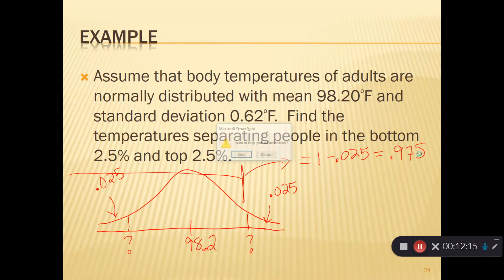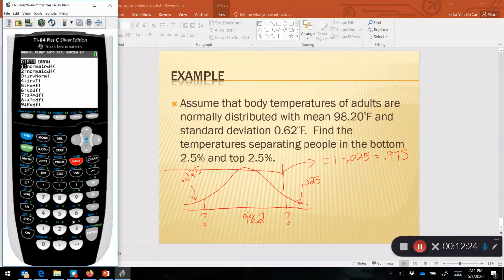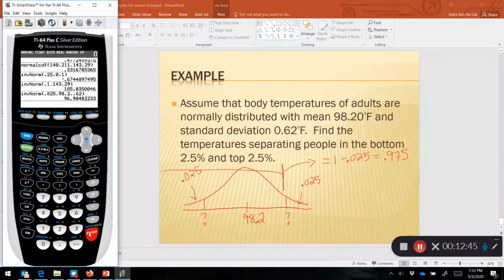So I'm going to go to my calculator. And we're going to go to the inverse norm. And my area for the first one is 0.025 with a mean of 98.2 and a standard deviation of 0.62. And we get a score of 96.98.